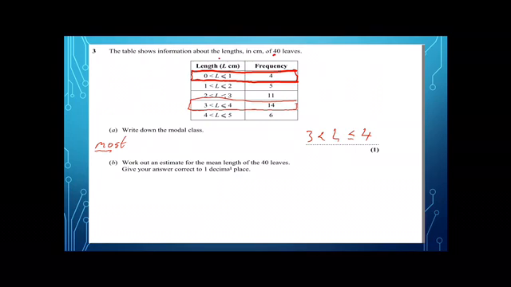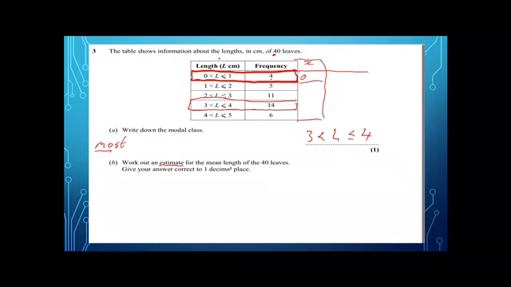Part B says work out an estimate, and this is the key word here, for the mean length of the leaves. Now let's just look what we have here. We have 4 leaves whose length is between 0 and 1. And when we work out an average, we need to add up some numbers. So we actually could do with assigning a length to each of these leaves. And what we do is we pick the middle length.